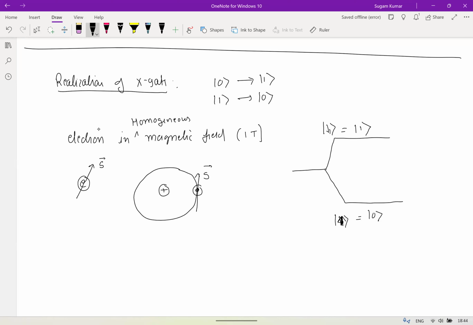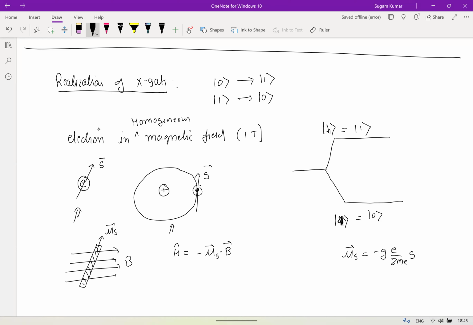So we are using a completely homogeneous field. And when you place either this bare electron or maybe this atom with the electron having a spin magnetic moment, the situation is something like this: the magnetic field is there, and this electron with a spin is going to act like a bar magnet with the magnetic moment, and the corresponding Hamiltonian is going to be minus mu_s dot B, and this mu_s is nothing but minus g e by 2m into S vector.